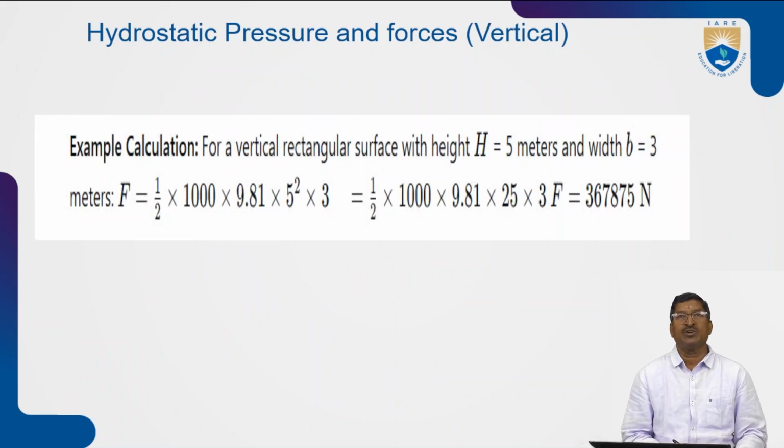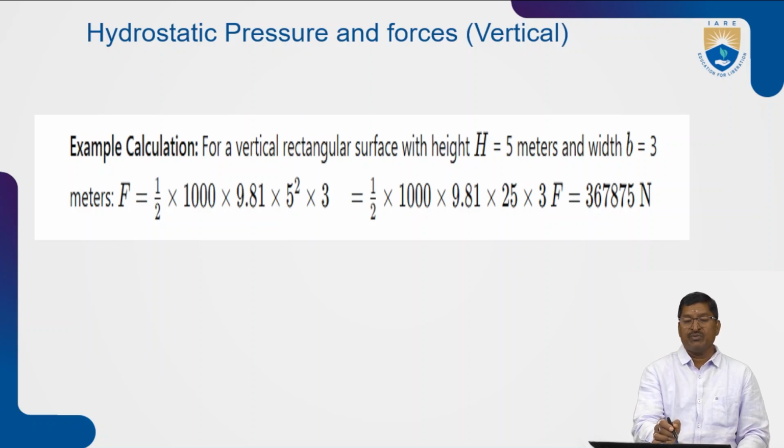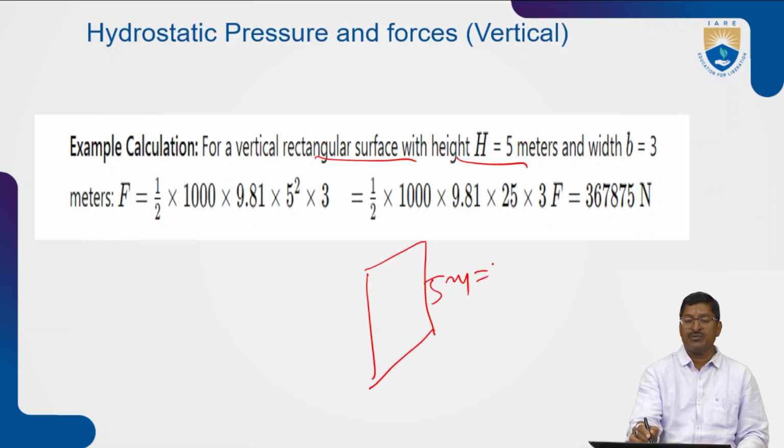So, a small problem here. For a vertical rectangular surface of height h, that means the height is 5 meters, that is equal to h. And b is equal to 3 meters.